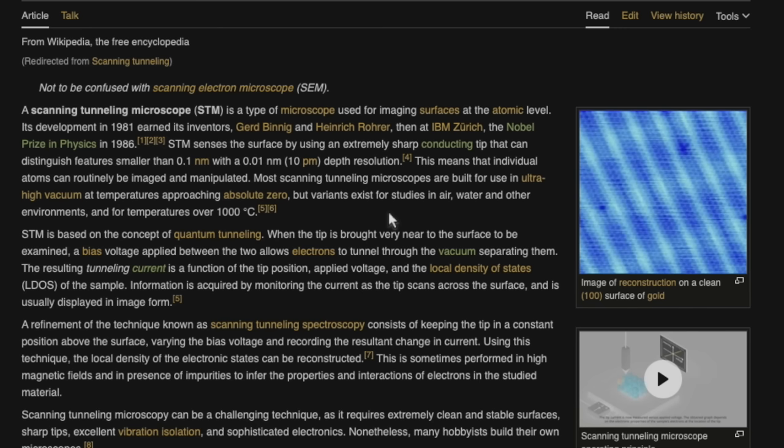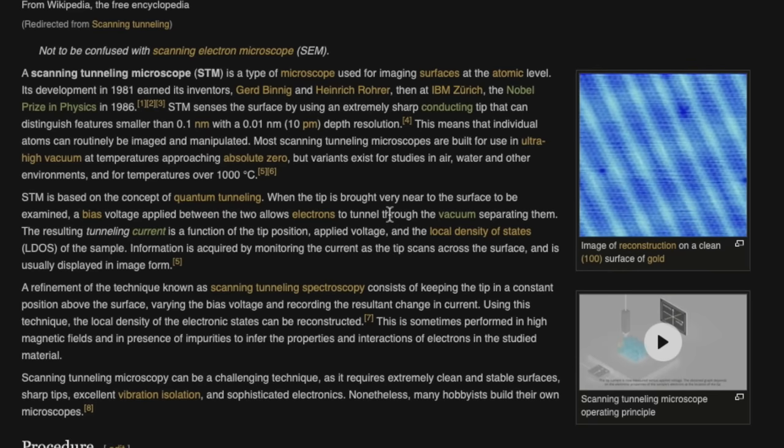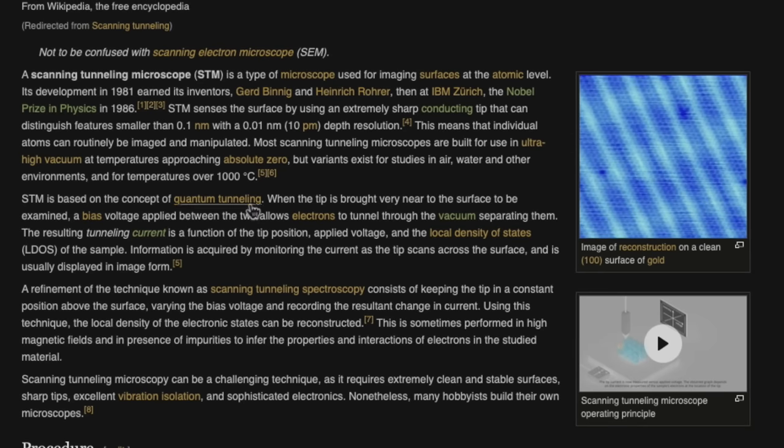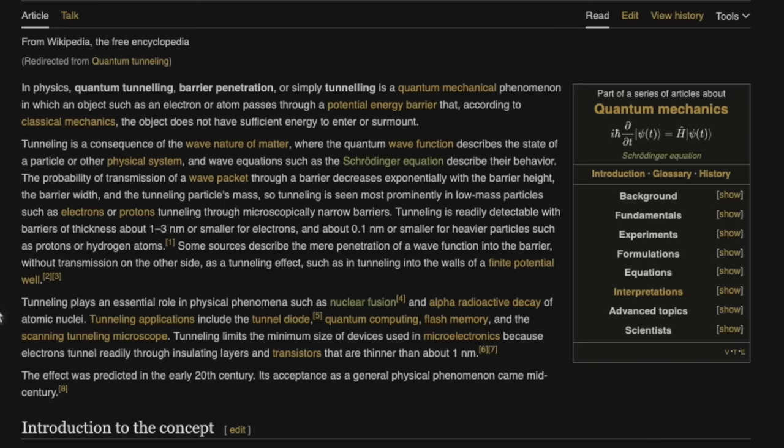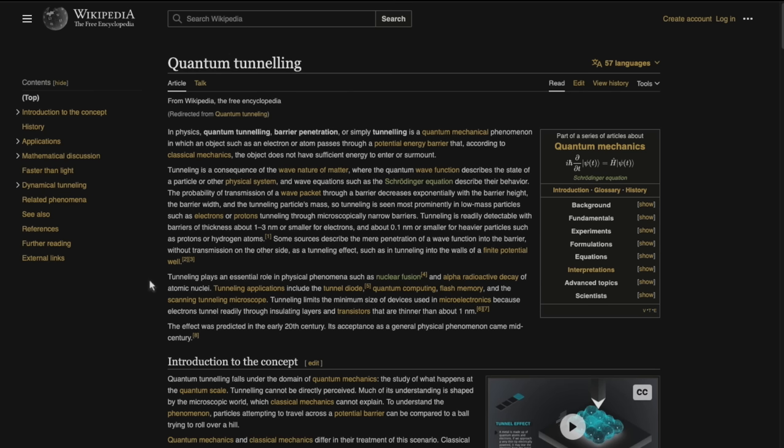Conducting tip. Most of them are built for use in ultra-high vacuum at temperatures approaching absolute zero, which makes sense because the atoms aren't oscillating, vibrating a lot with heat. But variants exist for studies in air, water, and other environments, and for temperatures over 1,000 centigrade. Wow. So they're based on the concept of quantum tunneling, which specifically is when objects like electrons or atoms pass through a potential barrier that, according to classical mechanics, the object shouldn't have sufficient energy to surmount. That's so amazing.